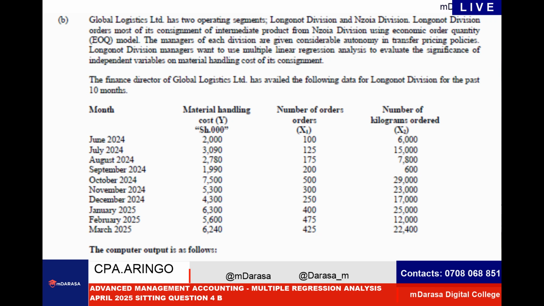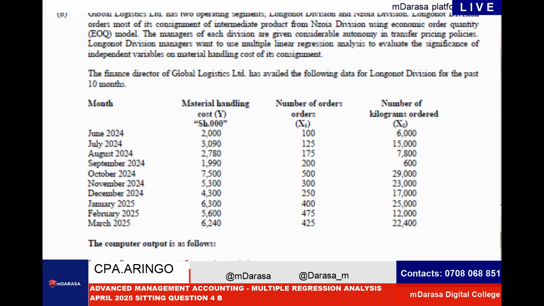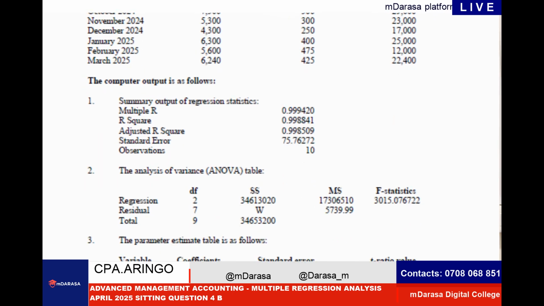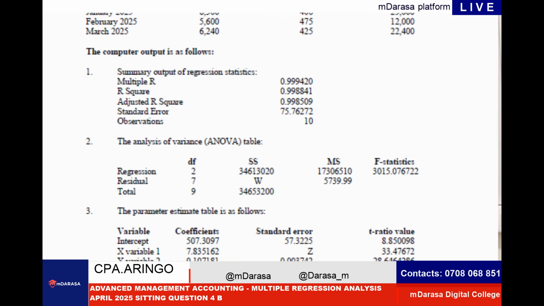The finance director of Global Logistics Limited has availed the following data for Longonot division for the past 10 months. So we're given the material handling cost, the number of orders, and the number of kilograms ordered. Already you can see that we have two variables which are, of course, independent: number of orders and number of kgs. We're told that the computer output is as follows, where we're given the summary output of regression statistics: the multiple R, the coefficient of determination R square, adjusted R square, standard error, and observations.